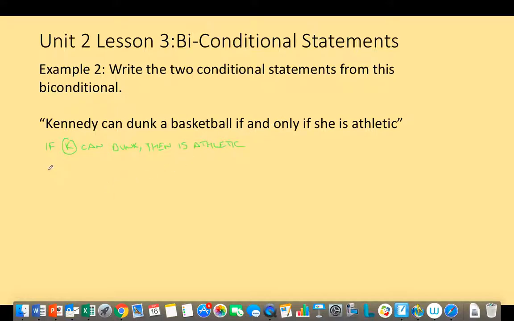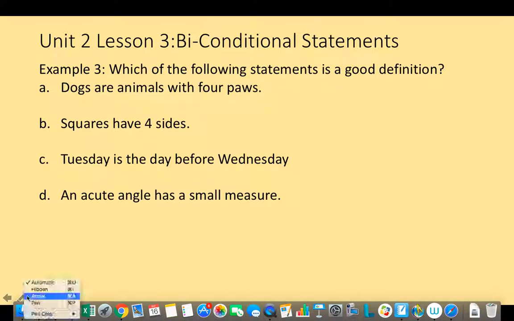Okay, so if Kennedy can dunk, then she is athletic. That would be this biconditional broken down into a conditional. And then the other direction. If, and again, I need to have the subject in my first part here, so if Kennedy is athletic, well, then she can dunk. Okay, so there is taking a biconditional and breaking it down into two conditionals. All right, last one I believe here. We take a look at it.